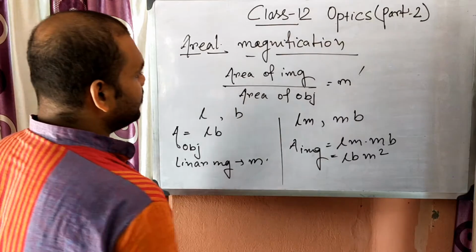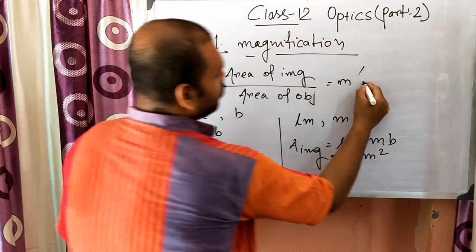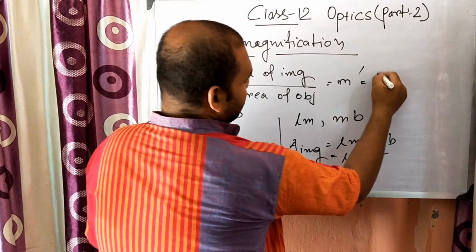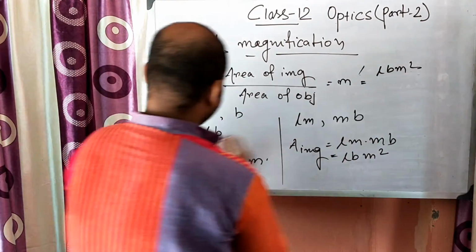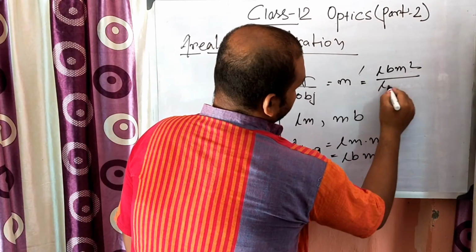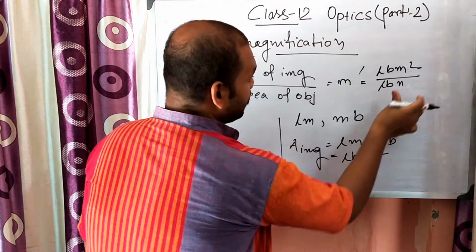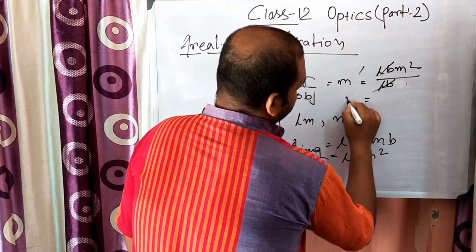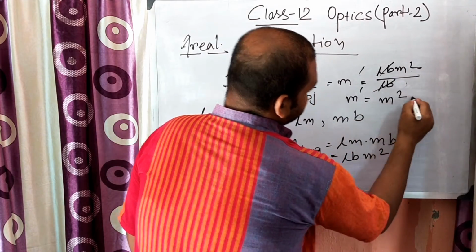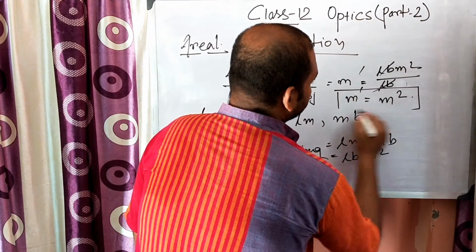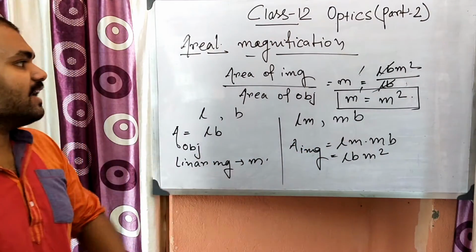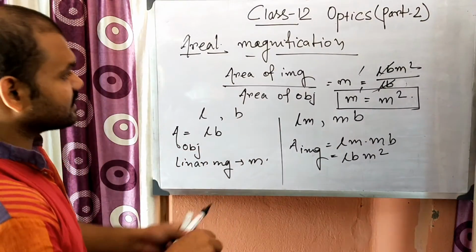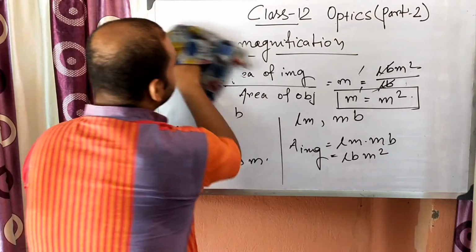Now what is the relation with linear magnification? We can put the area of the image, which is LB M square, and the area of the object, which is only LB. So LB cancels out, and we get m prime is equal to m square. This is the relation between the aerial magnification and the linear magnification. Okay, next, longitudinal magnification. What is longitudinal magnification?